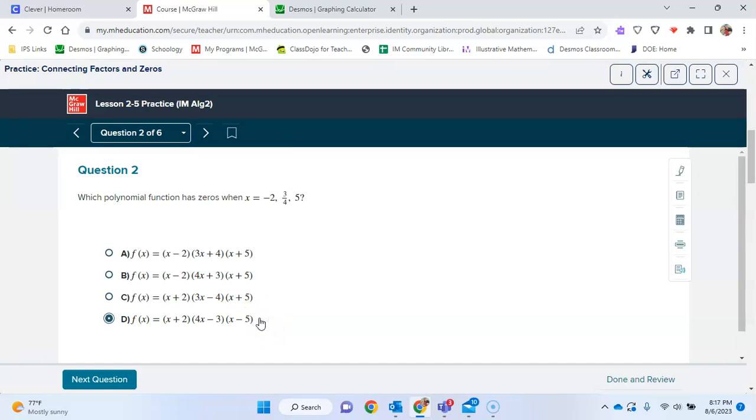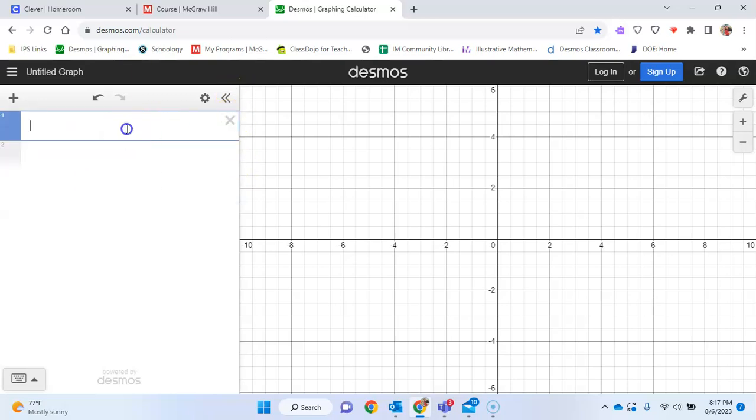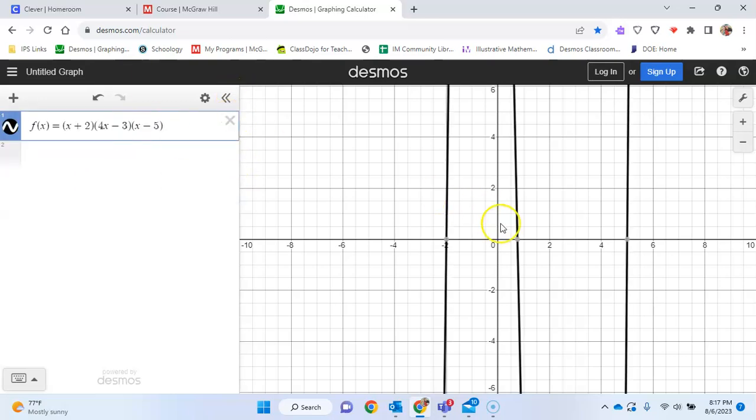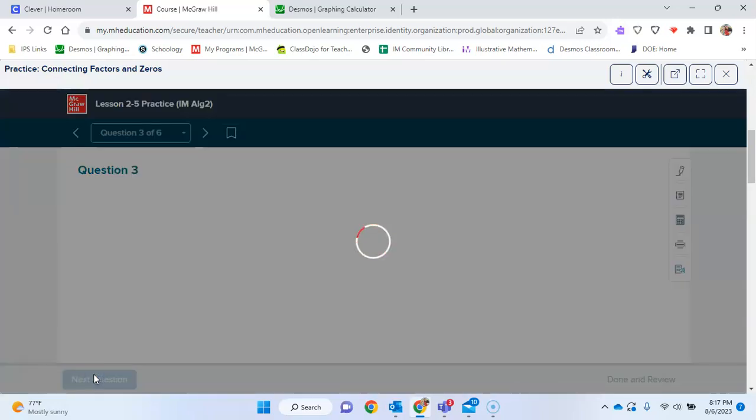I'm going to go ahead and show you that. I'm going to copy it, including f of x, Control C, and then paste it in Desmos, Control V. And what were the factors again? -2, 0.75, which is 3/4, 3 divided by 4, and 5. -2, 3/4, and 5.